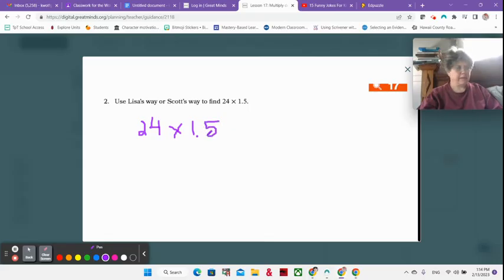And then maybe you're going to break apart the 1 and 5/10. So then you would rewrite 24 times parenthesis 1 plus 5/10. That's just showing which one you broke apart. If you're going to break apart the 25, then you would write 20 plus 4 right in there, and the 1 5/10 over here. Okay, so then we're going to distribute.